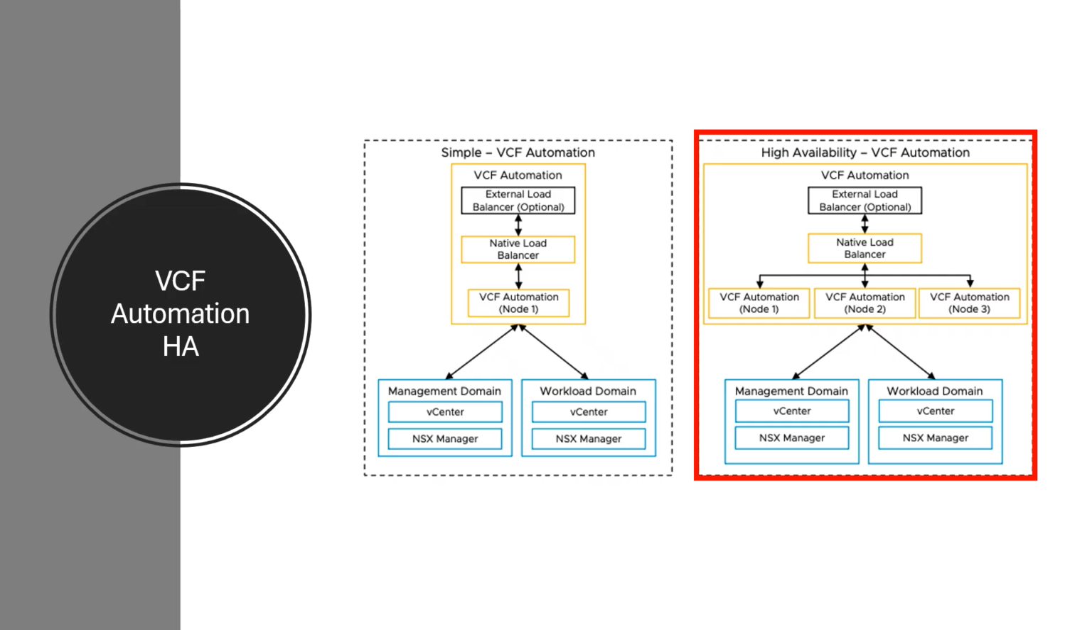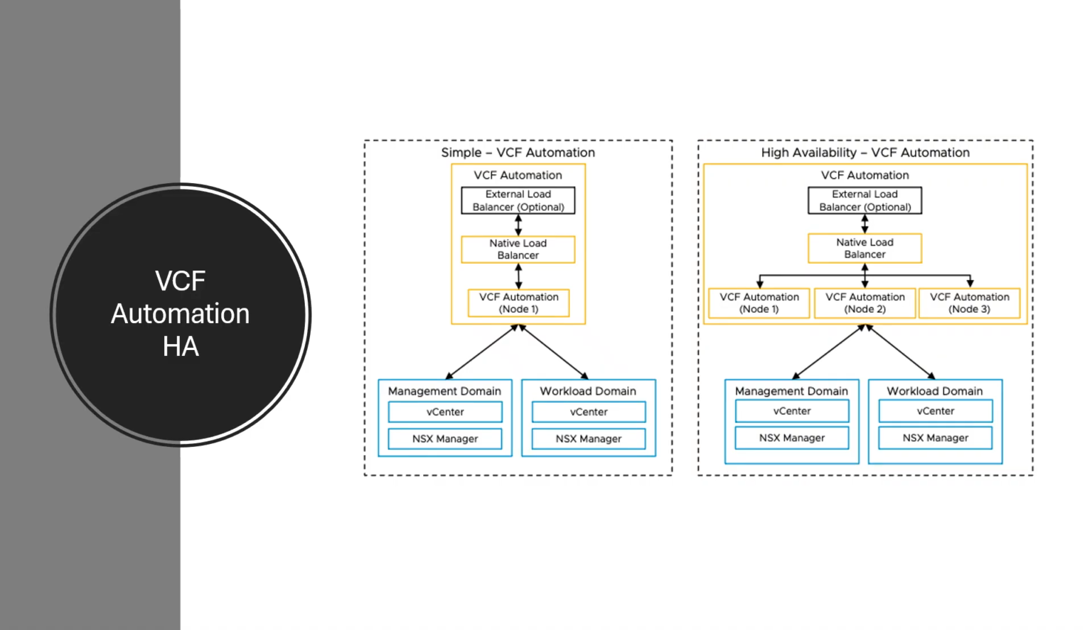Okay. So here, if an external load balancer is used, it sits in front of the native one to provide additional redundancy. Now, if one node fails, the other nodes continue serving requests so that automation services remain available in production support. This architecture eliminates the single point of failure. We saw in the simple deployment that it has a single point of failure, right?